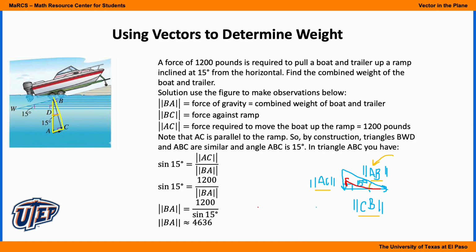So now we were given the magnitude of AC, so that was 1,200 pounds, so we can plug that in here. And now we can solve for the force of gravity. So we multiply by the magnitude of BA on both sides to cancel on the right hand side. Then we can divide by the sine of 15 degrees to isolate the magnitude of BA. And we get that BA is equal to approximately 4,636 pounds.